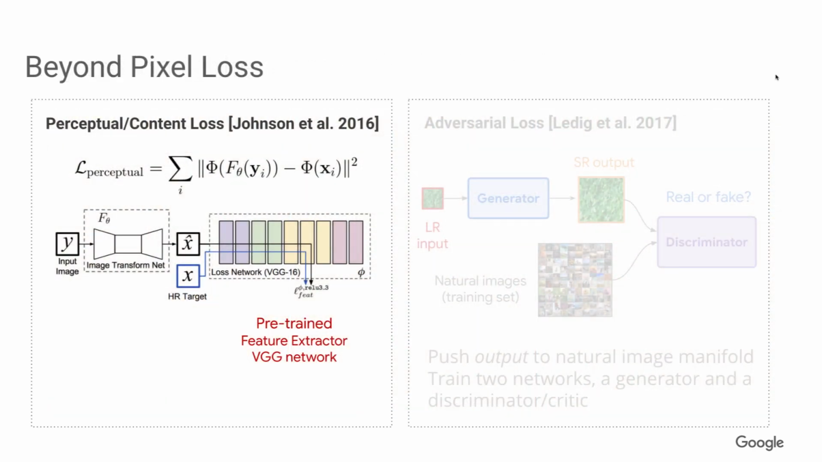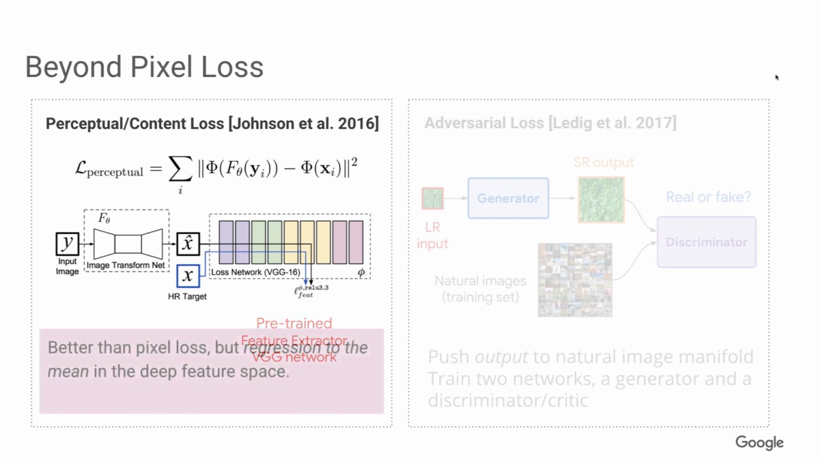Many recent works have studied how to define losses that better characterize perceptual differences. The perceptual loss, also known as content loss, proposes to compare the target and generated images on a deep feature space. The deep features are extracted from intermediate representations of a deep model, such as a VGG network, pre-trained for image classification. The perceptual loss leads to superior results in terms of perceptual quality, but still suffers from the regression to the mean on the deep feature space.